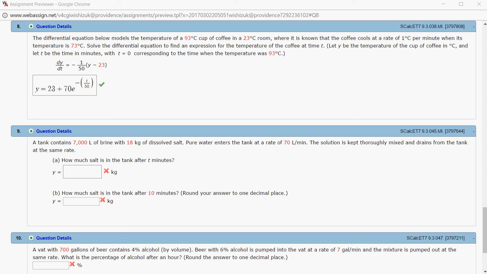So y equals 23 plus 70 e to the negative t over 50 is the expression for the temperature of the coffee after t minutes. That's it. I hope that this was clear.